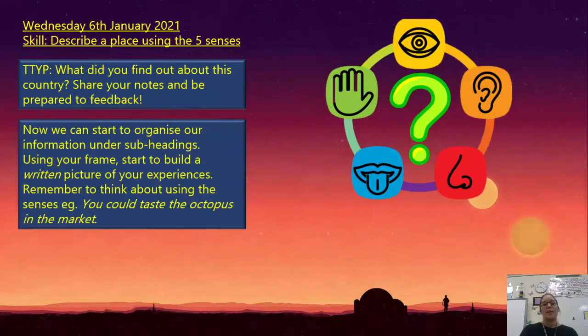Okay, so we can now start to organise our information under subheadings. Okay, so using your frame, start to build a written picture of your experiences. So you could think about your senses. So you could taste the octopus in the market. I noticed that Kyoto compared to Tokyo was a really serene place. The architecture, there was lots of wooden houses with grey roof tiles. Okay, and they were like peaked. There were temples and shrines.